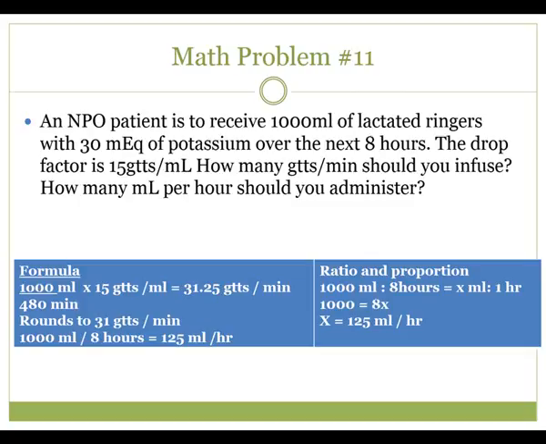Using your ratio and proportion, you'd say 1,000 mils in 8 hours is the same thing as X mils in 1 hour. So solving for X, you would say, well, 125 mils is what you would give this patient in 1 hour if you're given 1,000 mils in 8 hours. So 125 mils an hour is what would be your rate on your pump.